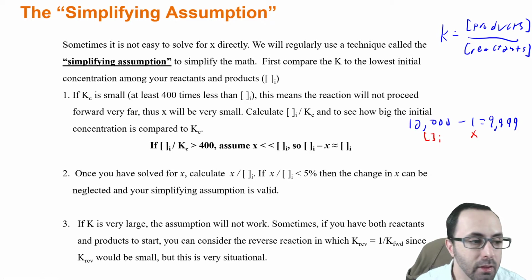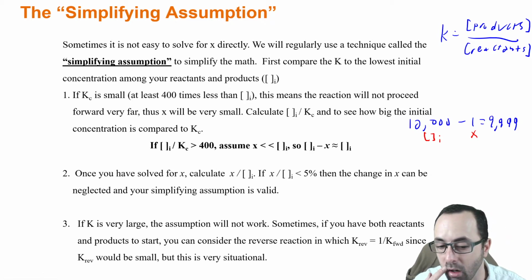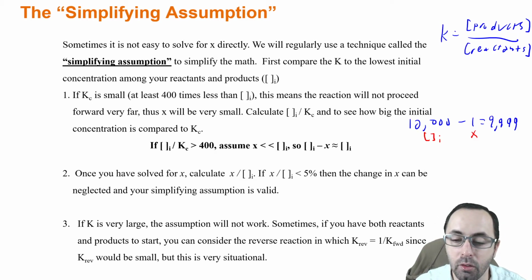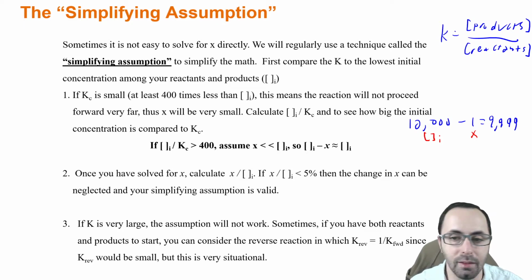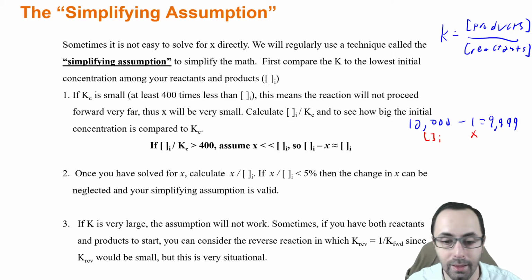Finally, if K is very large, the assumption won't work. But what you can do is reverse the reaction. If K is very, very large, that means the K of the reverse reaction would be very small. And so that's a little strategy that you can use, but that would only be if you're starting with products. That's why I say it's very situational. Because if you're starting with all reactants and you reverse the equation, x is still going to be big because it's going to go backwards very bigly.